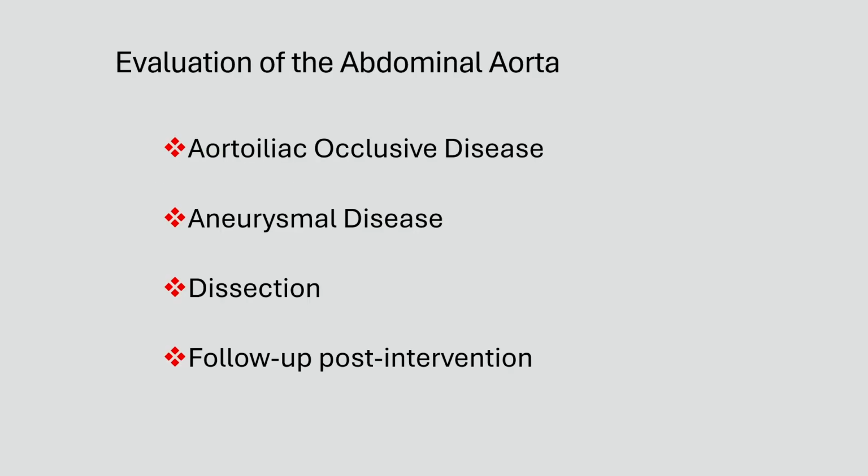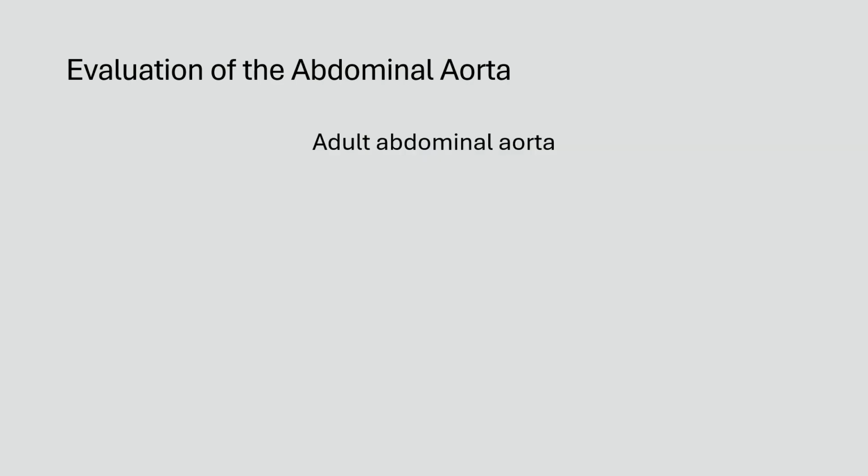And as we look at the abdominal aorta, I've got the mic on so I can move from the podium, so that's good. These are the four major areas that you might be asked to look at an aorta. Now there could be others, trauma and infection, other things, but these are the four major areas that we get asked to look at and look for.